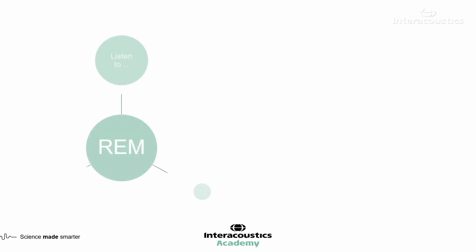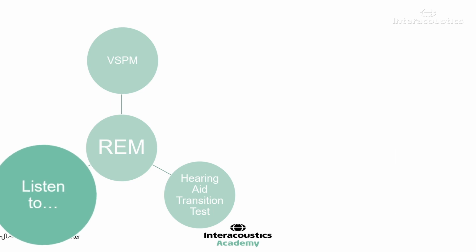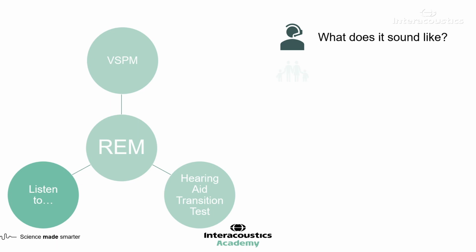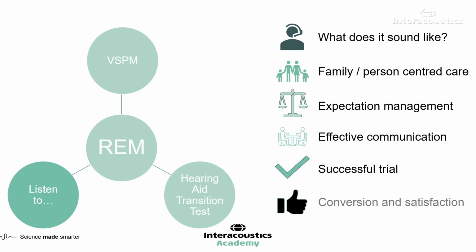Performing a probe microphone measurement such as REM means that we can make use of the listen to option. This allows the clinician or the patient's significant other or a child's parent to listen to the sound as measured by the probe microphone. This is a lovely tool for building empathy and understanding and brings those around the patient into the rehabilitation process, which is vitally important so that they understand their role in ensuring effective communication beyond the clinic room. This setting of expectations for all of those involved will help make the trial period more successful, leading to easier follow-up and higher conversion and satisfaction rates.